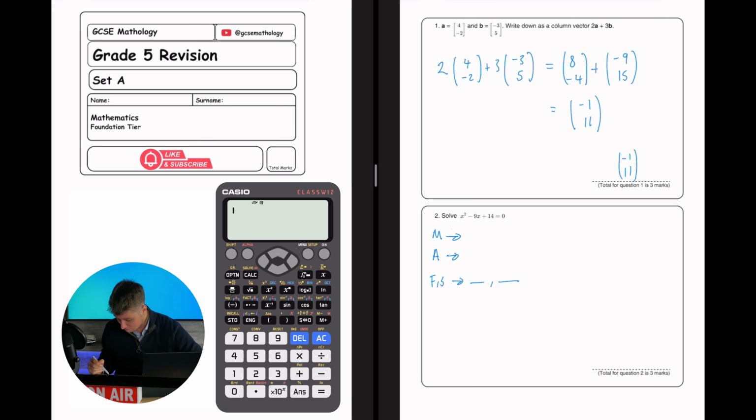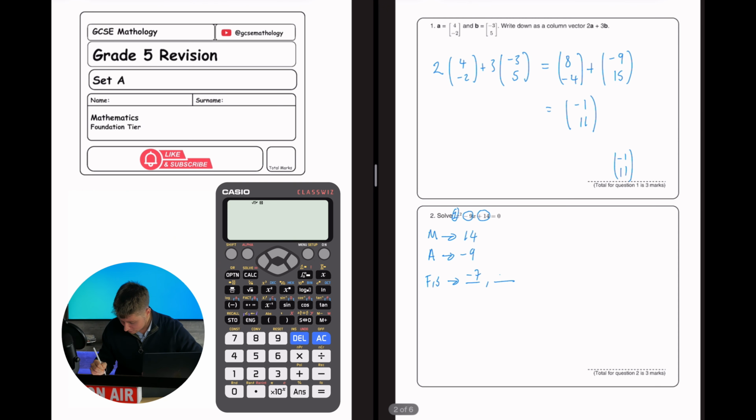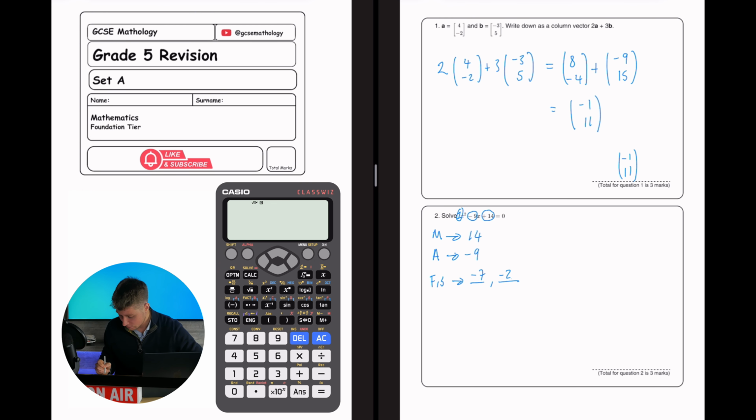The way that we get this M value is we multiply the end number by the first number. The first number in this case is just 1, so 1 times 14 is 14, and then the A number is this number in the middle, which is -9. Then we think what two numbers multiply together to give us 14, but also add together to give us -9. So these two numbers are -7 and -2, because -7 times -2 is +14, and -7 minus 2 is -9.